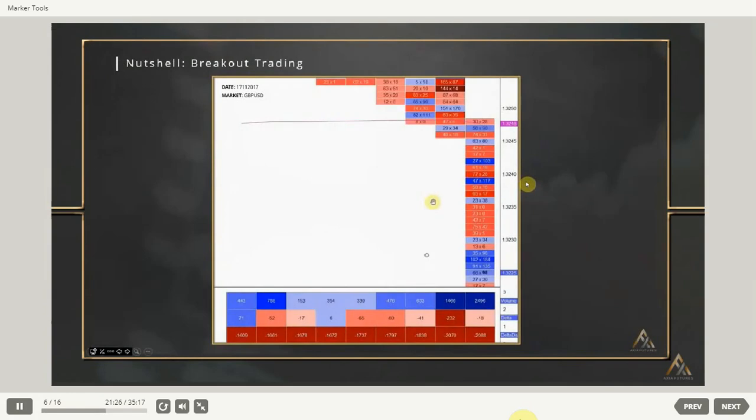The first example is the pound against the dollar. This is the 17th of November. What's interesting about this is that obviously this started in the middle of the range. I think that's the important thing to note. It did start mid-range, so breakouts can occur mid-range, and that's why it's so important to know your key levels.